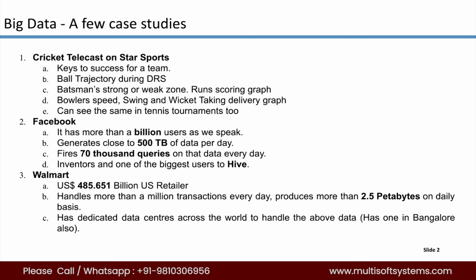Batsman strong or weak zone. Without getting into too much detail, if you give an overpitch delivery to somebody like Rohit Sharma or Virender Sehwag, he might have problems playing. Run scoring graph, who has played what, Yuvraj Singh hits on the mid wicket. So those kinds of things. Bowler speed, swing, wicket taking delivery.